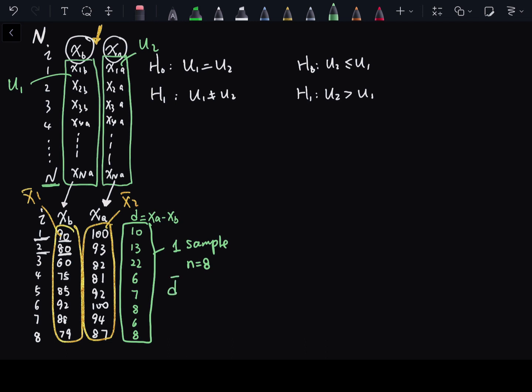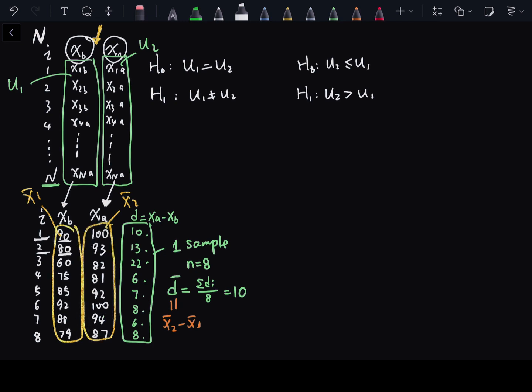We just use d bar to indicate the sample mean. Sum of d divided by 8. So 10 plus 13 plus 22 plus 6 plus 7 plus 8 plus 6 plus 8, divided by 8. You can calculate that it equals 10. You should know that this average of the 8 differences, because you use after minus before, is exactly equal to x bar 2 minus x bar 1. That's your average score after minus average score before.